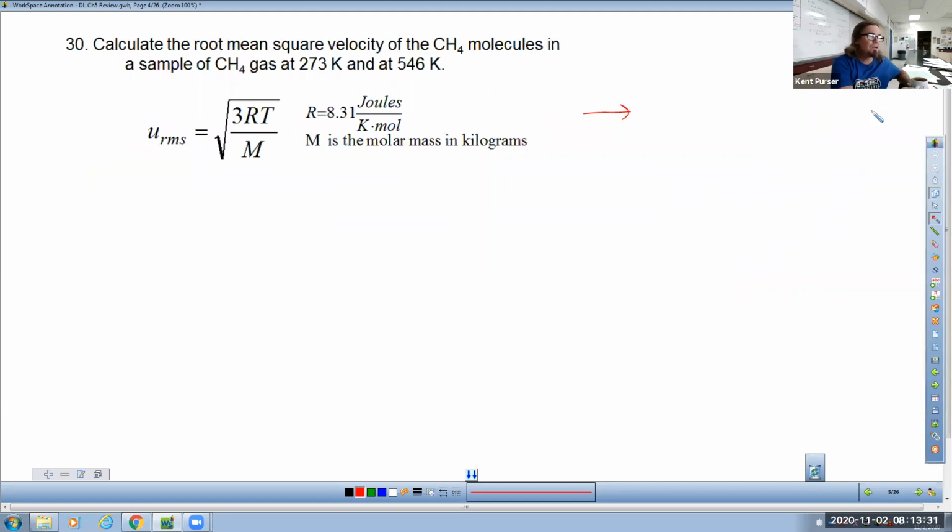Question number 30, calculate the root mean square velocity of the methane molecules in a sample of methane at 273 and at 546. You do not have this formula on your chapter test. There could be a time that you could make mention of it. I don't even think there's really a space on this chapter test where you'd make mention of this.